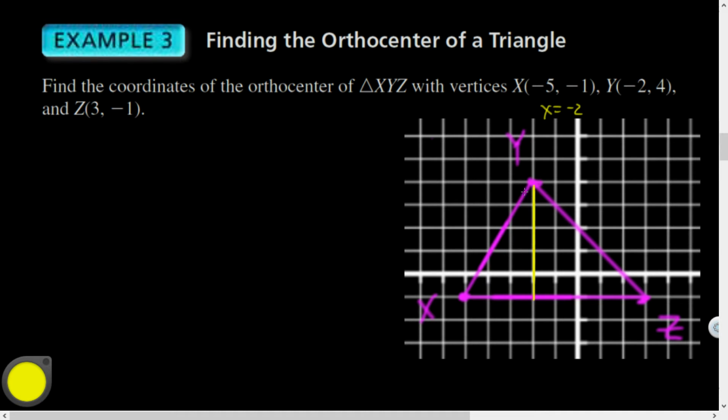What do you guys want to shoot for, the X altitude or the Z altitude? Z? Okay, so I'm looking for a line that passes through Z that is perpendicular to XY. How could I go about constructing that?